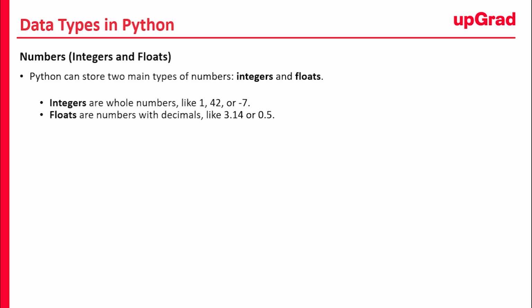The first element that we have is numbers. Numbers have two types, integers and floats. What are they? Python can store basically two main types of numbers, integers and floats. Integers are whole numbers, like what we learned growing up in school, from minus infinity to plus infinity. Then comes float. Floats are numbers with decimals like 3.14, 4.17, 0.5. Any decimal numbers that we have come under float.